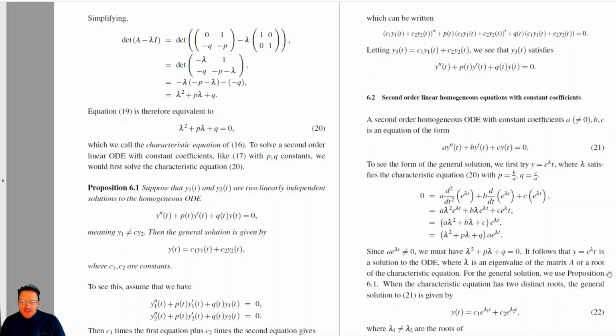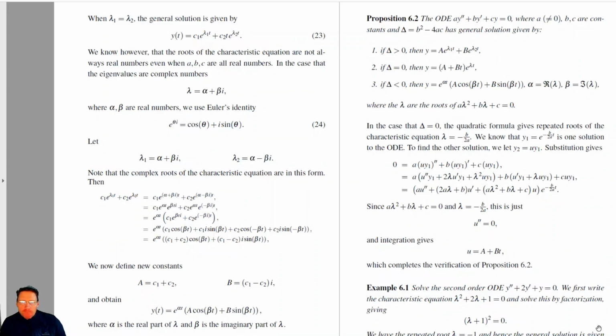So for the general solution, we use proposition 6.1, which is on the left here, which we just looked at. When the characteristic equation has two distinct roots, the general solution will be given by a linear combination of the two. So in other words, c1 e to the lambda 1 t plus c2 e to the lambda 2 t, where lambda 1 and lambda 2 are non-equal and roots of the characteristic equation. However, when lambda 1 and lambda 2 are equal, we have the general solution being c1 e to the lambda 1 t plus c2 t e to the lambda 2 t.